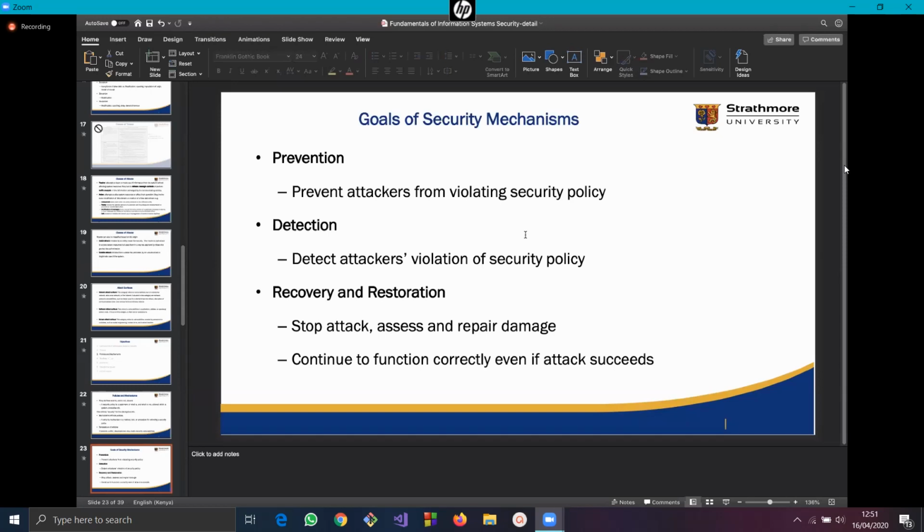Now, before we look at any other thing, are there scenarios where we will prioritize prevention over detection and restoration? Are there scenarios where prevention of any undesirable activities is a bit more preferable over detecting them or recovery and restoration? So we want to have prevention as the goal over the other two.